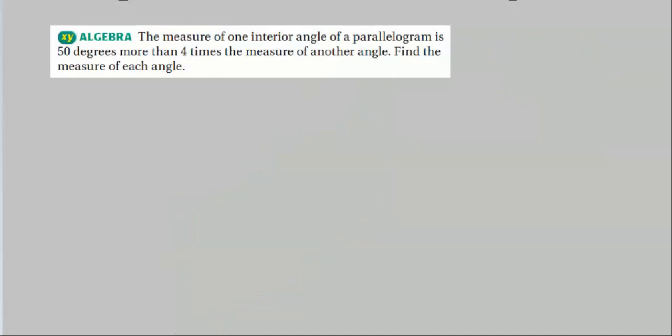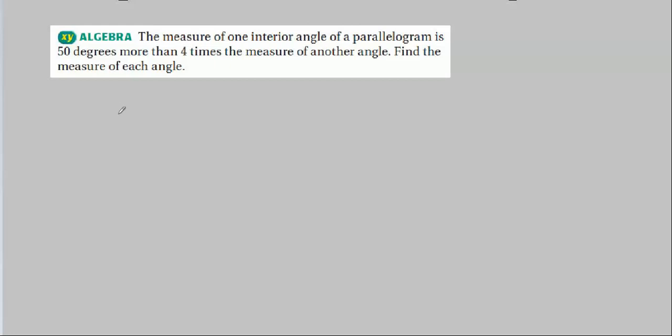Here's one that, I don't know, we could draw a picture, but let's see if we can work it out without actually making reference to the picture. First, we have to interpret what it is they're saying. One interior angle of a parallelogram is 50 degrees, period, which is more than 4 times the measure of another angle. Well, I don't think that's the way they mean it. I think they mean to say that one angle is 50 degrees more than 4 times the measure of another angle. That's the way I'm going to interpret this. So what the heck does that mean?